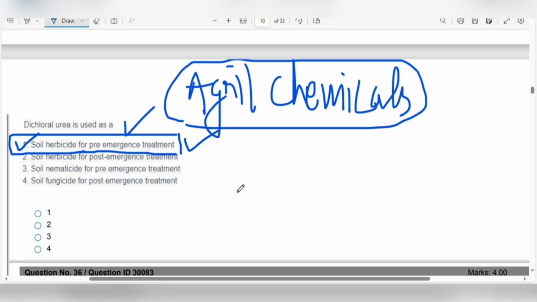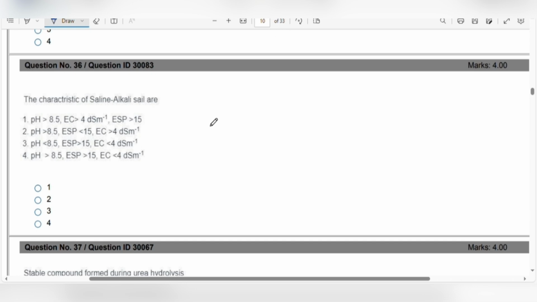Pre-emergence means before the main crop has germinated. That condition is called pre-emergence. The main crop has not emerged yet from the soil. At that time, you can use dichlorolurea as a herbicide to kill the weeds. Fine. Moving on. Now, this is a very easy question from classical soil science.